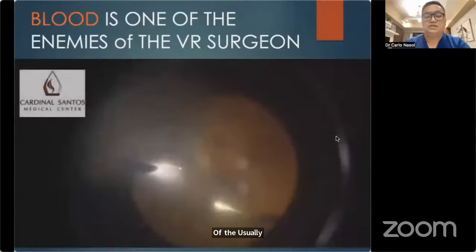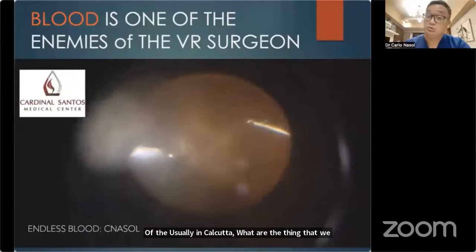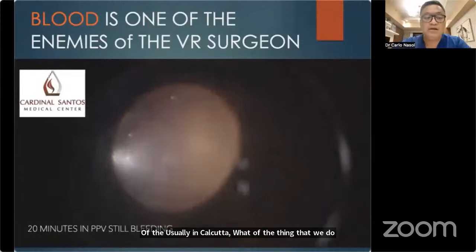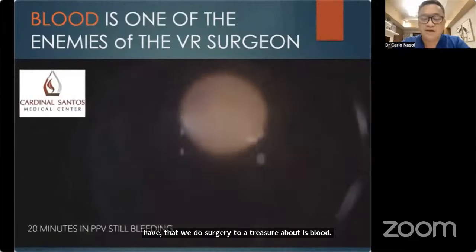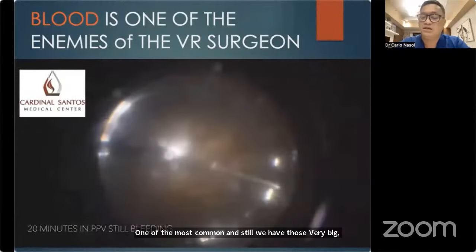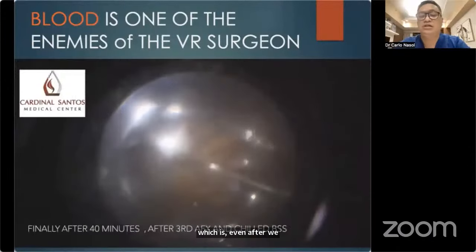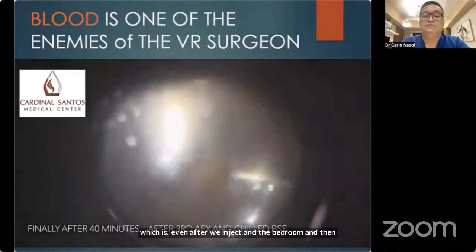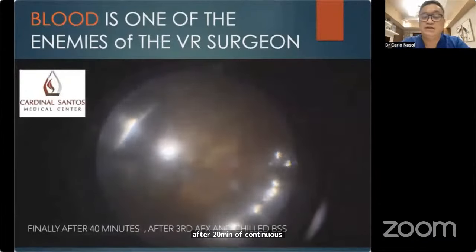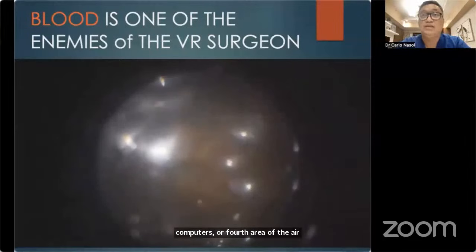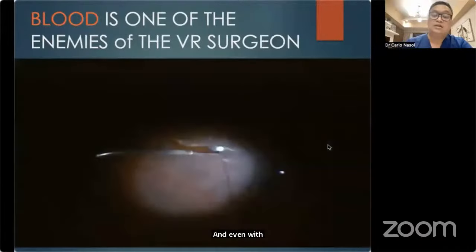One of the things that we do surgery about is blood. Blood is one of the most common, and still we have those very thick vitreous hemorrhages even after we inject anti-VEGF, and then after 20 minutes of continuous surgery, the media is still hazy. After 40 minutes of continuous AFX, and after a third or fourth area of air fluid exchange, and even with BSS, the media was still not clear. Let's now go to a different portion of blood.